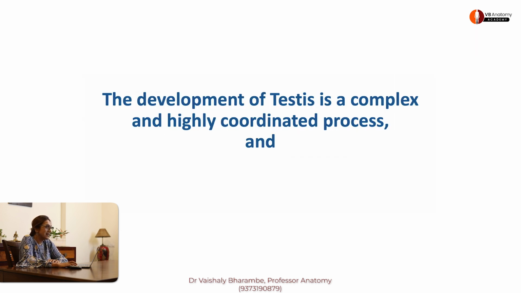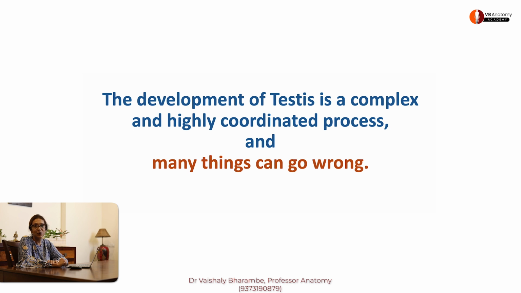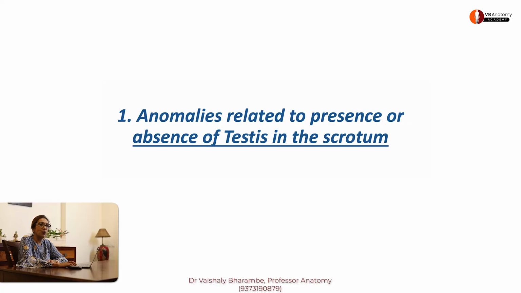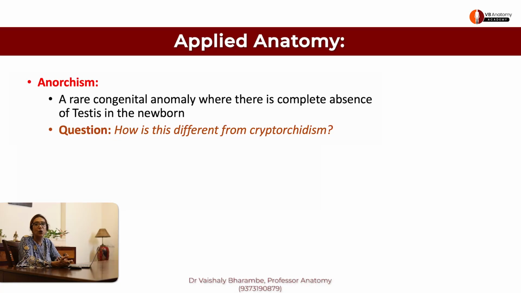So development of testes is a very complex and highly coordinated process. And something definitely goes wrong in many cases. So what are the things that can go wrong? One is you find the child is born, a male child, and there is no testes in the scrotum. That's the first thing that can go wrong. Now, what do you do? What are these conditions in which the child is born without a testes in the scrotum? It can be one, anorchism. Testes is not formed at all in the child.